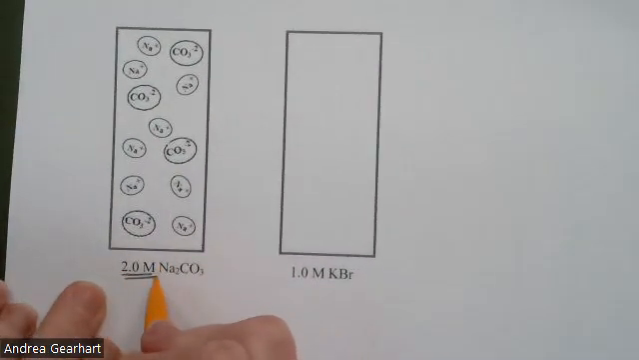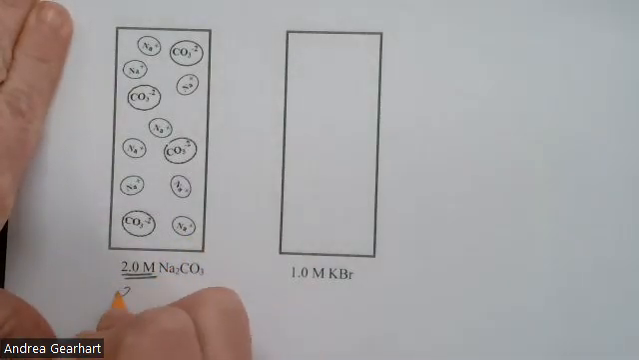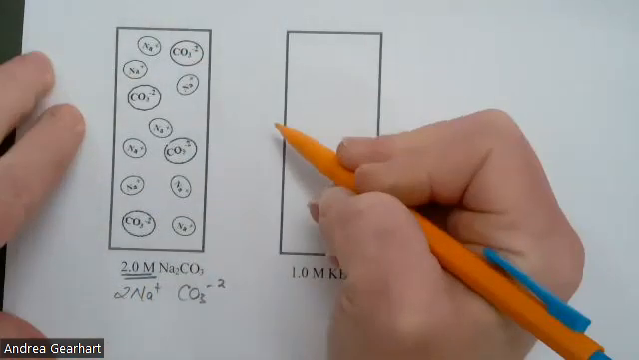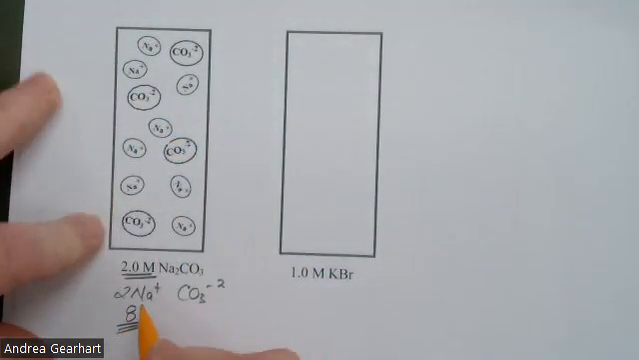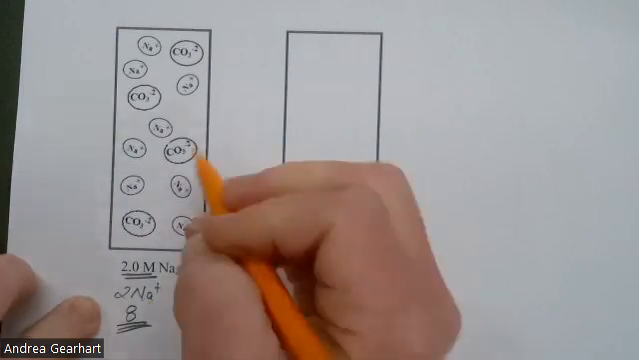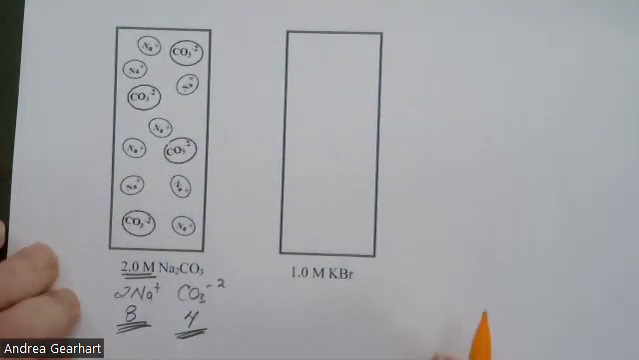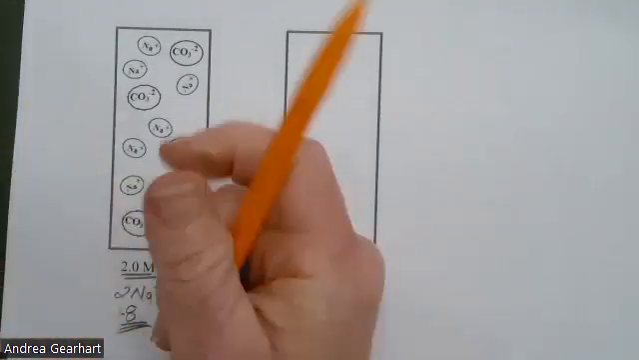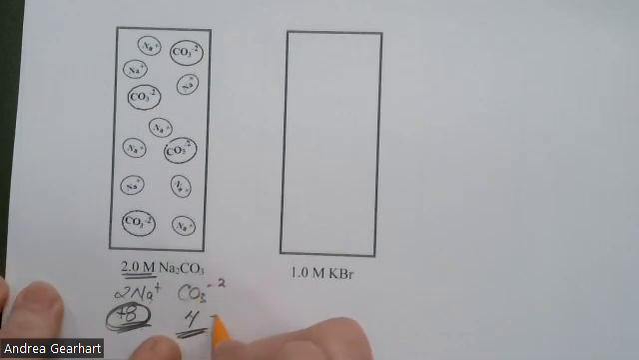Okay, 2 molar sodium carbonate. And I have 2 sodium ions for every 1 carbonate. Okay, in this drawing, I have 2, 4, 6, 8 sodium ions. And then I should have 2, 4 carbonates. All right. So a total positive 8. Oh, what am I saying? I'm so sorry. Yeah, it is a total of positive 8. And then 4 carbonates would give a negative 8.